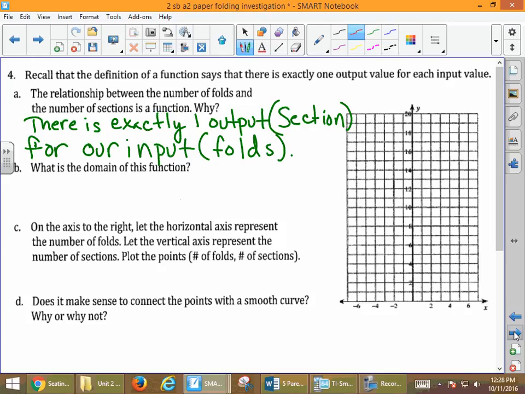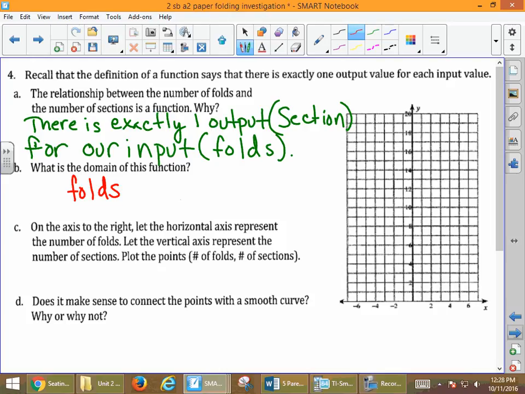What is the domain of this? Well, if you can't quite tell, part C might be helpful for us. But the domain for this function is the folds. And in general, remember that domain is considered to be an x value. And that's why I say part C might be helpful, because it says on the axis to the right, let the horizontal axis represent the number of folds, let the vertical axis represent the number of sections.